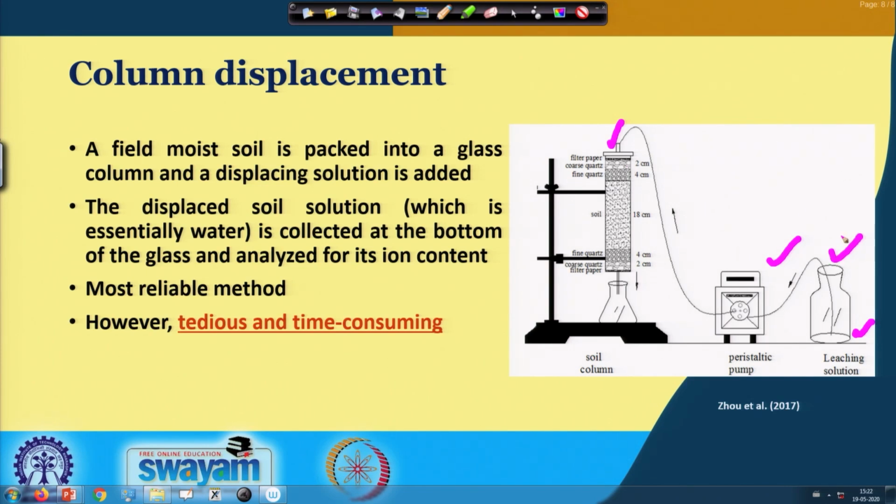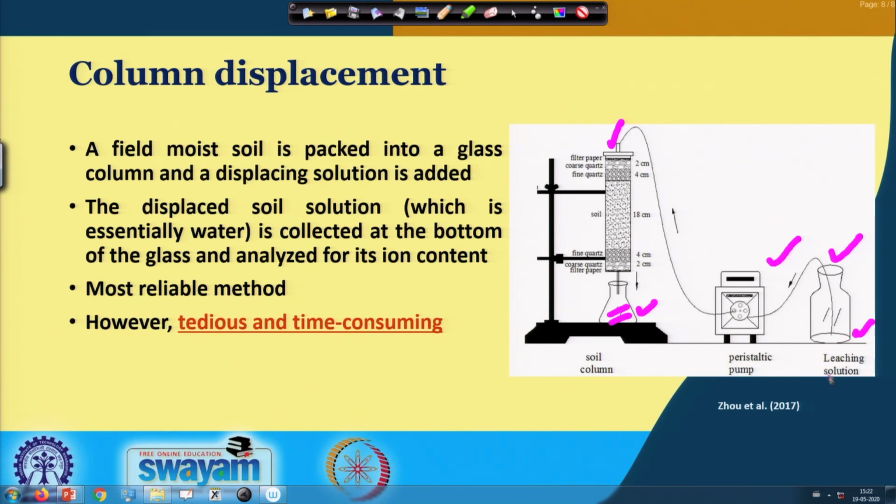We are adding this displacing solution at the top of the packed soil column through a peristaltic pump, and this leaching solution, which is essentially water, passes through the soil column and is collected at the bottom. This is called the displaced solution. They collect it at the bottom of the glass column and analyze it for its concentration. This is the most reliable method, however tedious and time consuming.